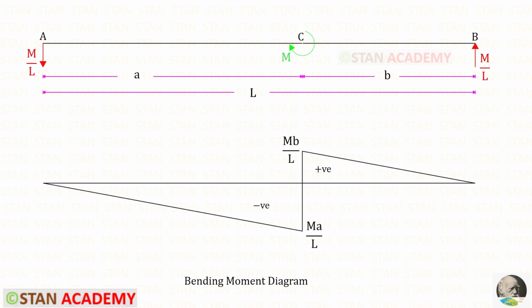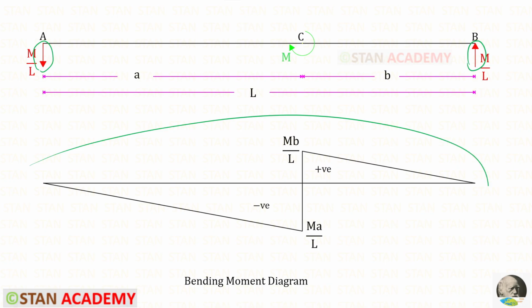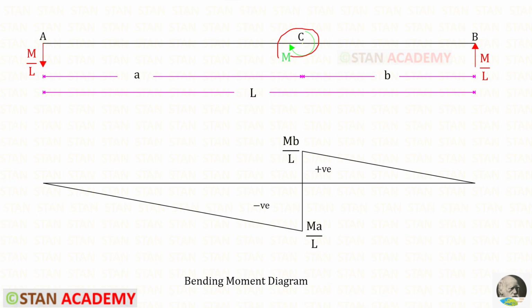The left side reaction will be acting downwards and the right side reaction will be acting upwards. Anyway, we are not going to use both of them. This is the bending moment diagram. On the left of the concentrated moment, it will be negative, and on the right side, it will be positive.